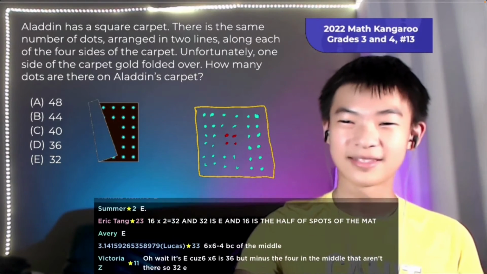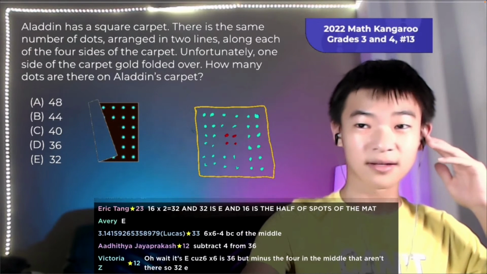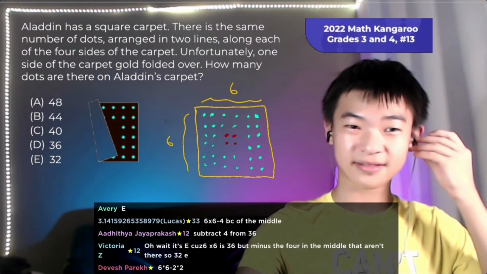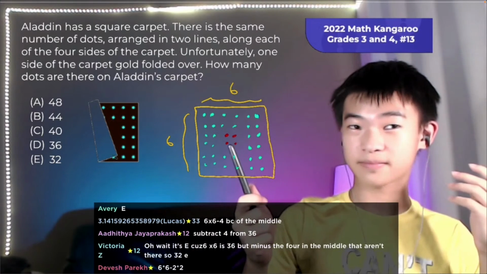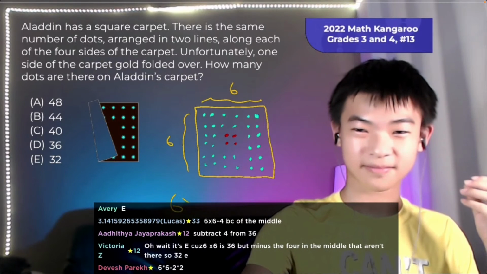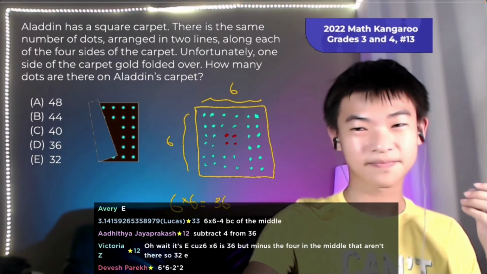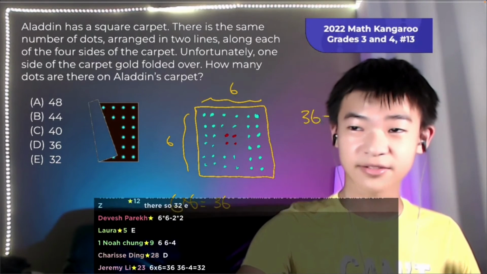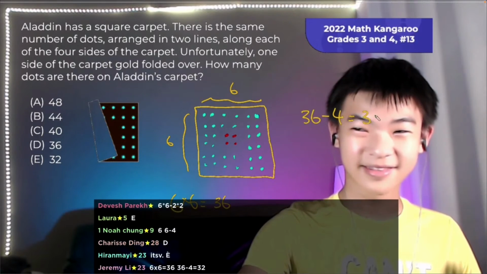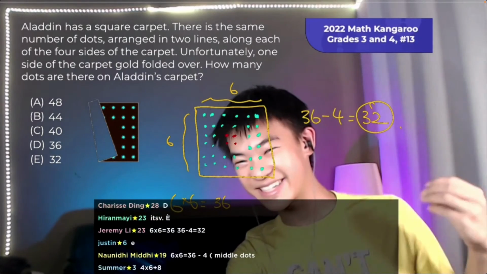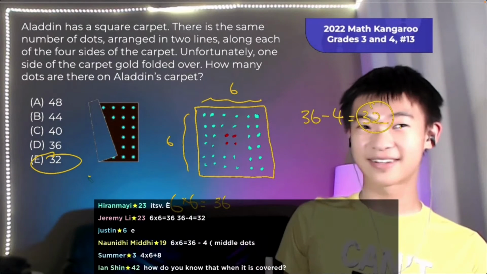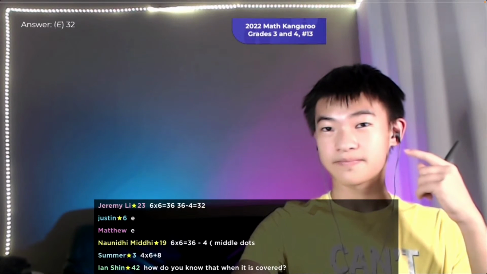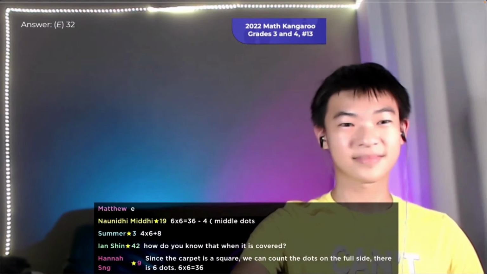So now, okay, let's do the calculation. Right here we have 6. Right here we have 6. And then 6 times 6, 36. But then we're counting the extra 4. So then 36 minus 4 is equal to 32. And yeah, this time E is the answer. E is my answer. Let's see if that's correct. Awesome. Anything to add?